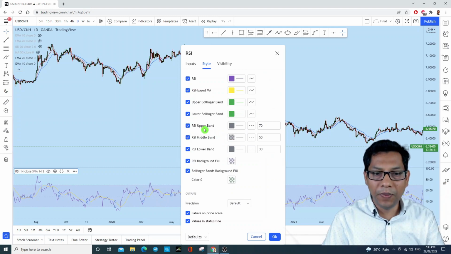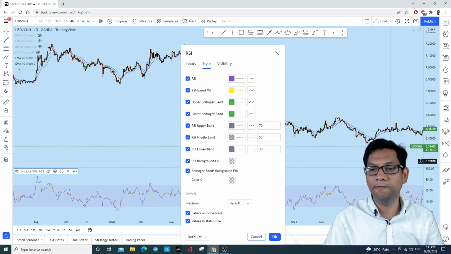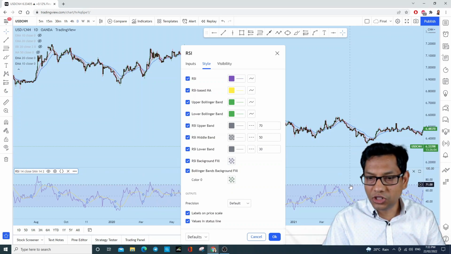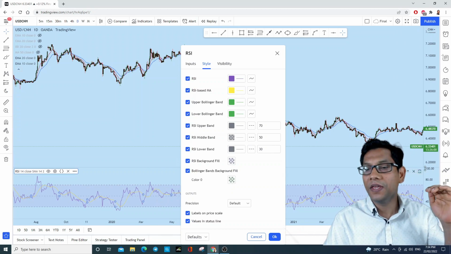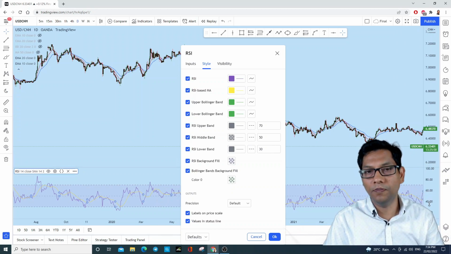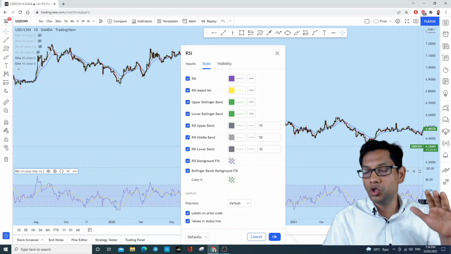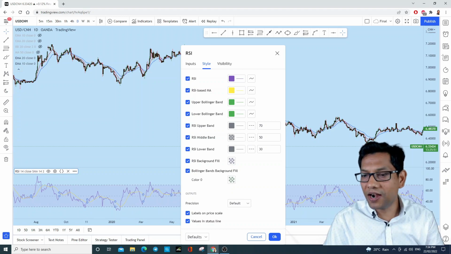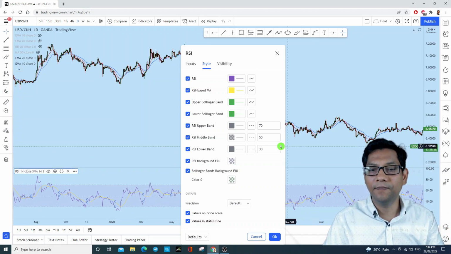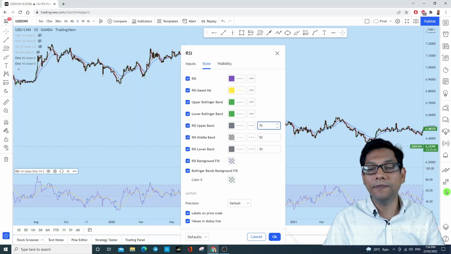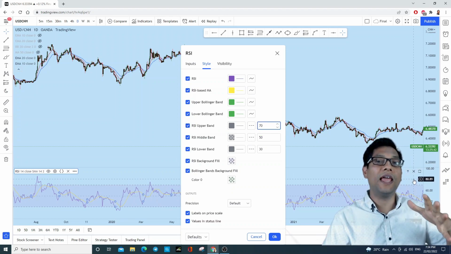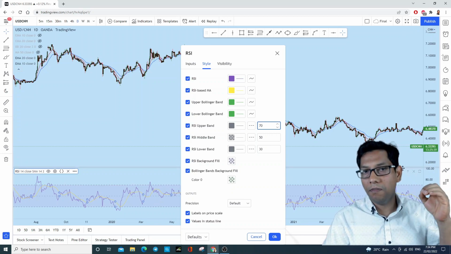Now the main thing here, you see the RSI upper band is 70. There is a dotted line here. This is the RSI upper band. So RSI normally ranges from 100 to 0. This is the full range of this indicator. What does it mean? According to RSI, if any market crosses the upper band, that means this 70, then it is considered an overbought market.